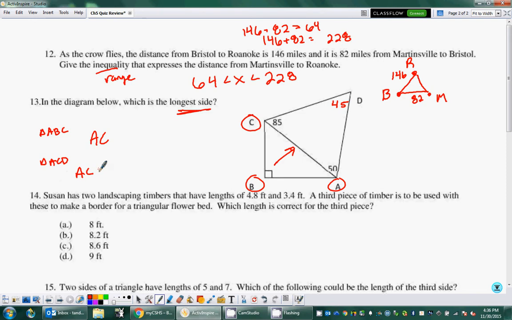For the circumcenter, where I have perpendicular bisectors. So remember, perpendicular means a 90-degree angle. Bisector means that I'm cutting a side in half. So the only one that has right angles and cuts the sides in half is C.